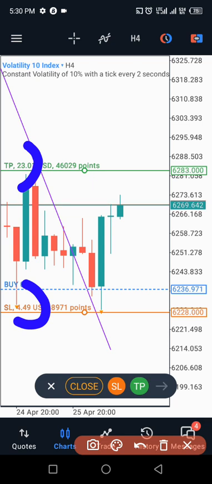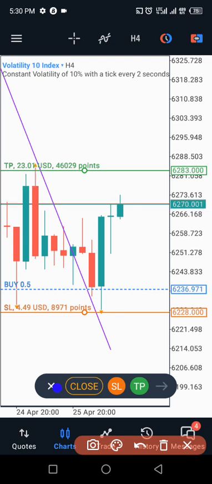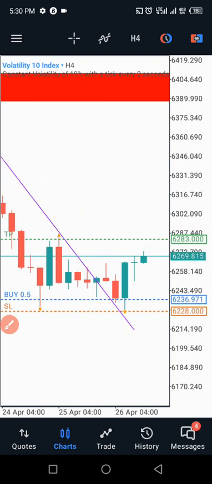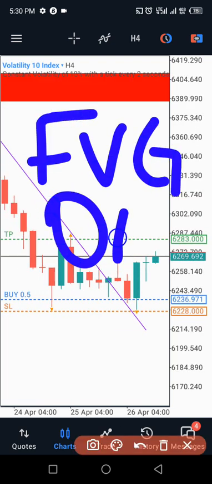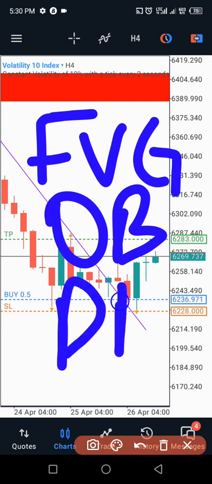Okay, so guys, I want you to make sure you practice with this strategy. Remember, the strategy behind this is for you to be able to take a trade using the fair value gap. Okay, don't forget, and then the order block, and then the double bottom or the double top, whichever the case may be, if it is a sell market.